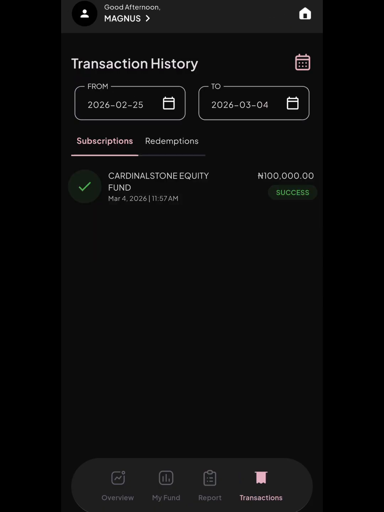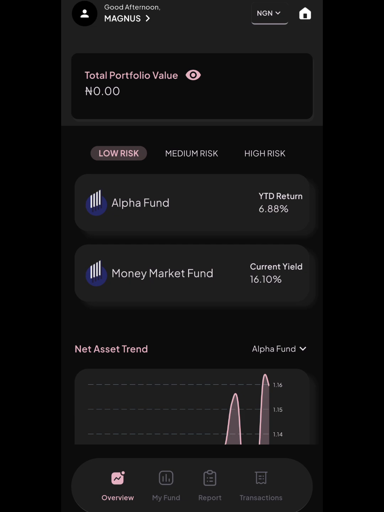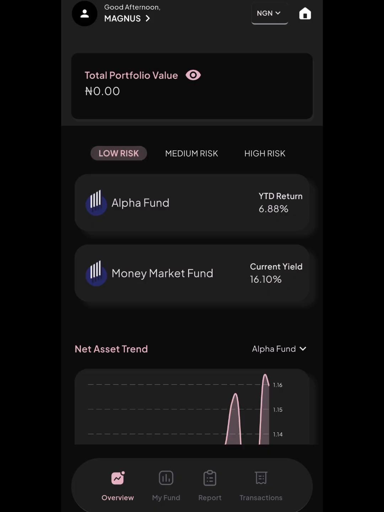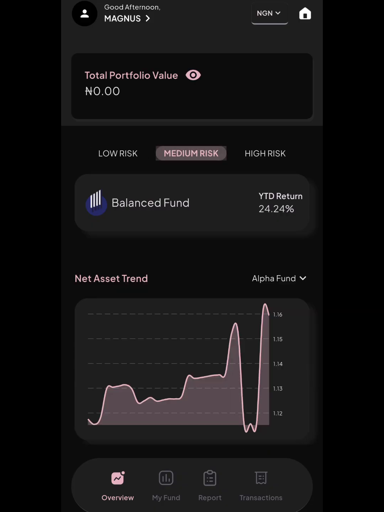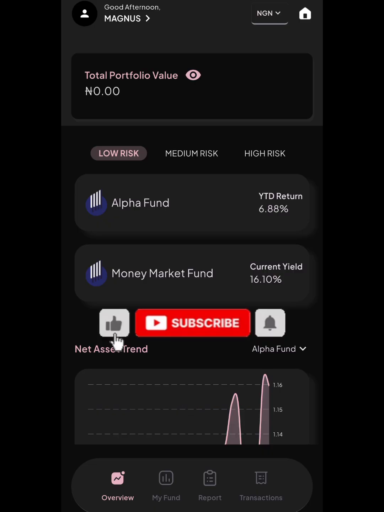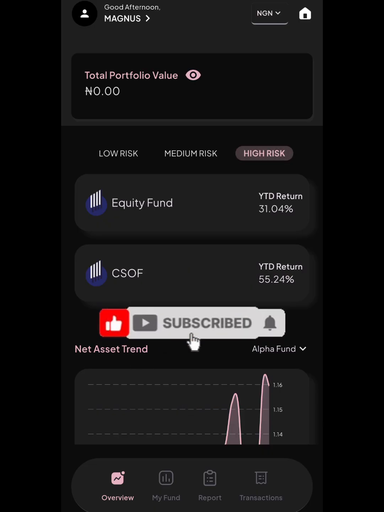So that's it. Thank you guys so much for your time. If you have questions, thoughts, concerns, you can always ask me. As you can see, there's some breakdown here. There's a low risk investment, there's the medium risk, and then the high risk. The medium risk is the ones we saw earlier, like the balanced fund and the money market fund. So I hope this video has explained what mutual funds are and everything.